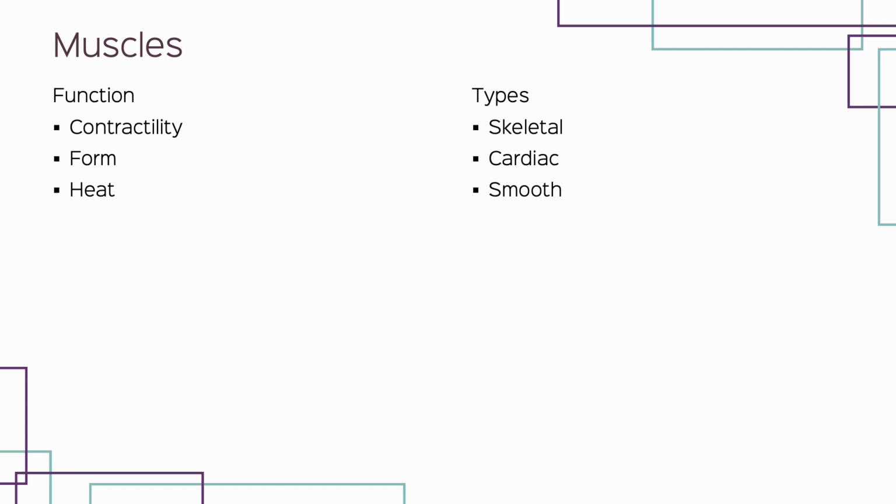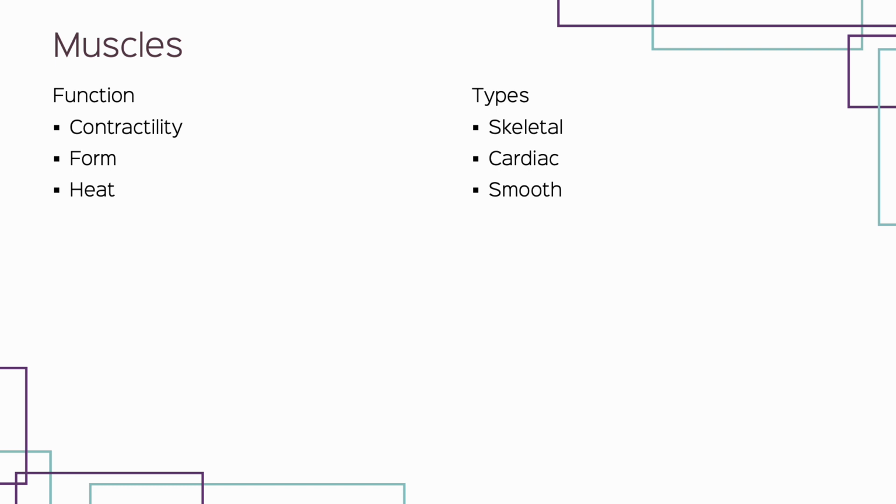Muscles have the property of contractility. They also provide form and then produce heat for the body. There are three different types of muscle. You have skeletal, it's also known as striated, and these muscles will move the skeleton. They are attached to the skeleton by tendons.